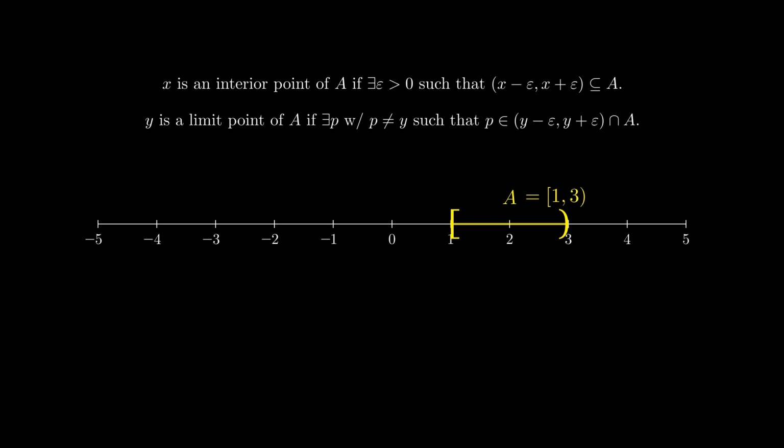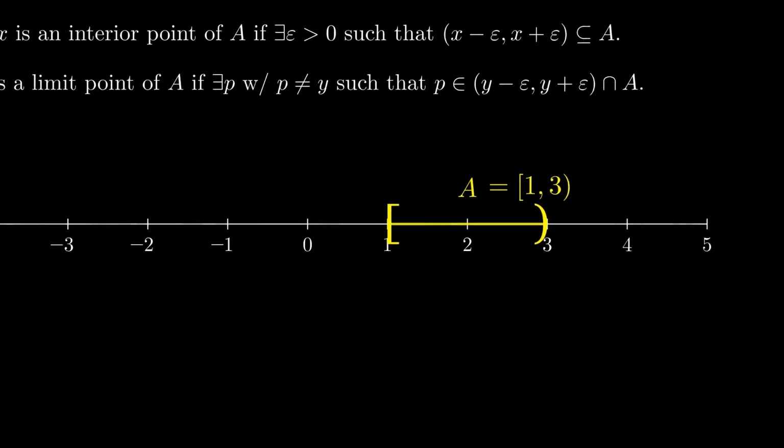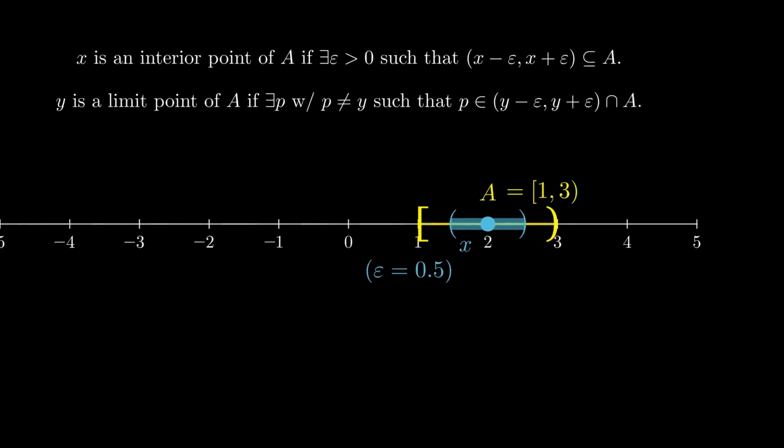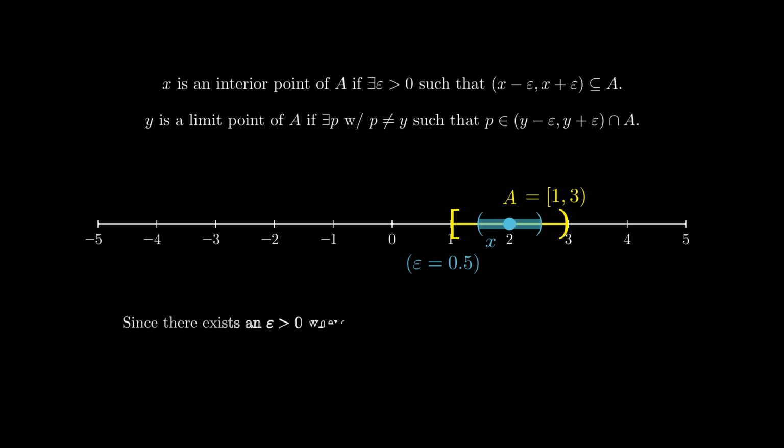A reasonable question at this point is, what? And that's a good question. So let's plot a point to see. Here's a point X. The shaded region around it is its epsilon ball, currently with epsilon equal to 1/2. Epsilon is greater than 0, and this epsilon ball is entirely contained within A, so we would say that X is an interior point of A.